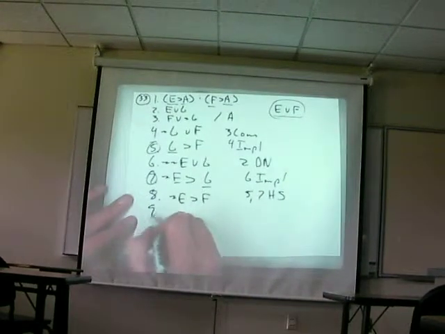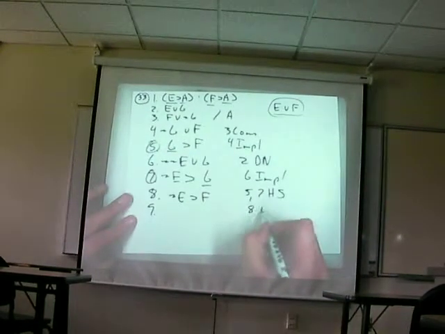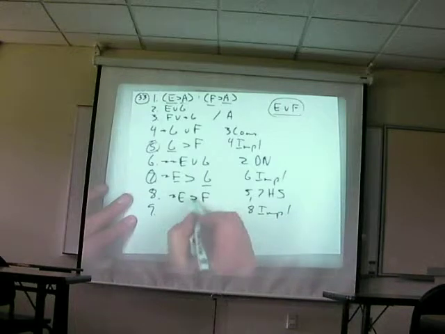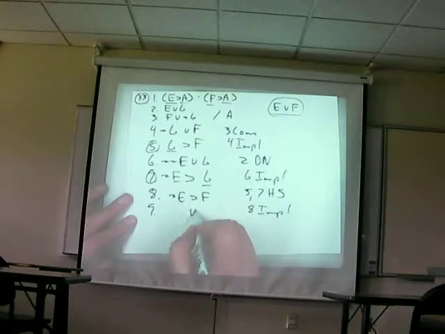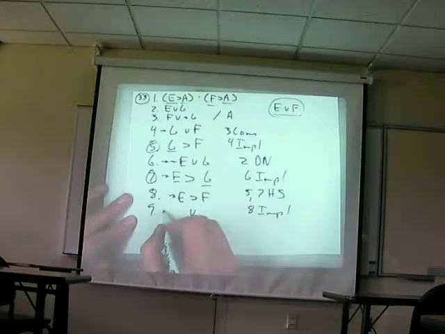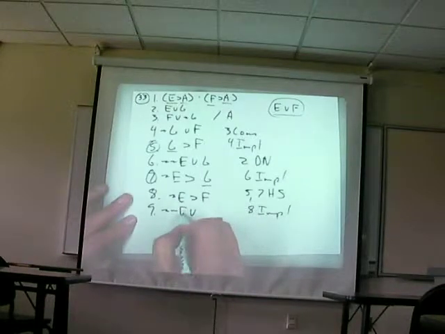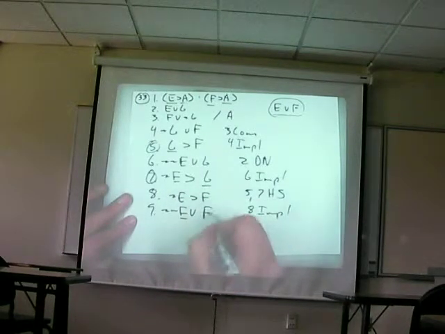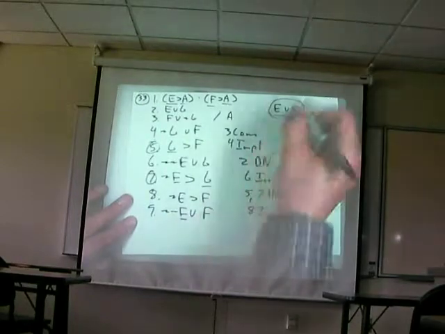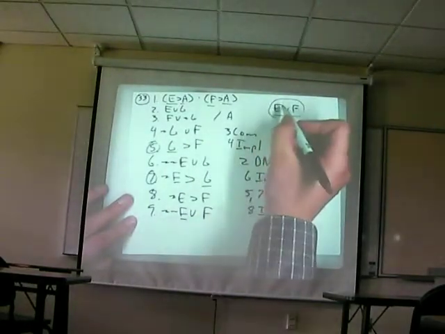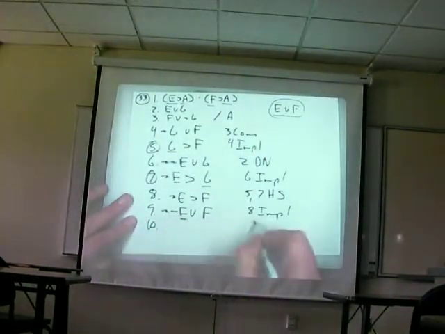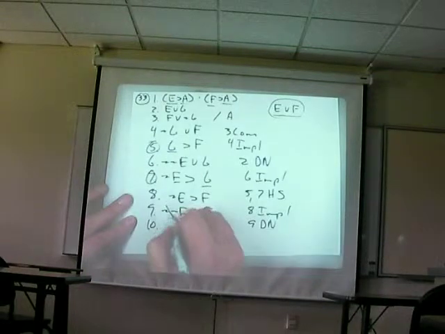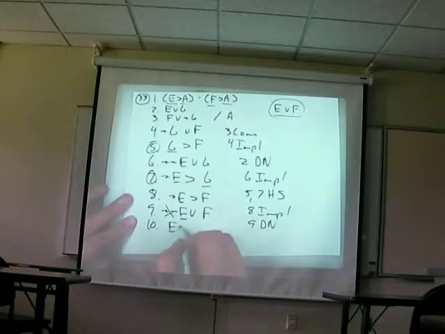Well, easy enough again to take care of that. A impl will shift that horseshoe to a wedge, horseshoe to wedge, add a tilde. There's already one there, add one more. We get not not E or F. So now, again, we just need to get rid of the tildes. We've got 2, we don't want any. Easy enough to do that. 9 double negation, take away multiples of 2, and we get E wedge F.